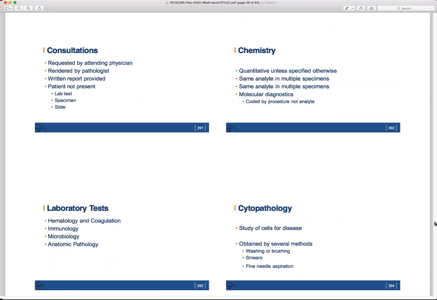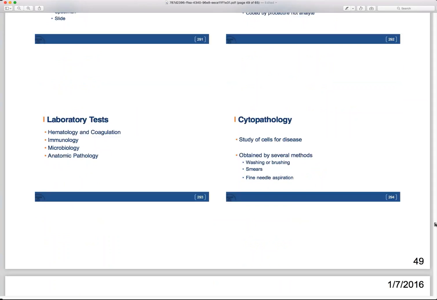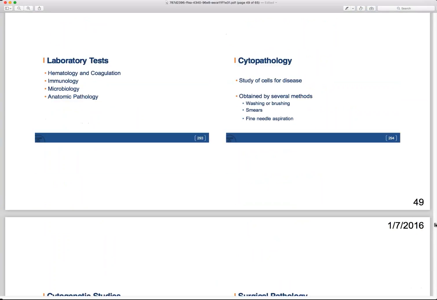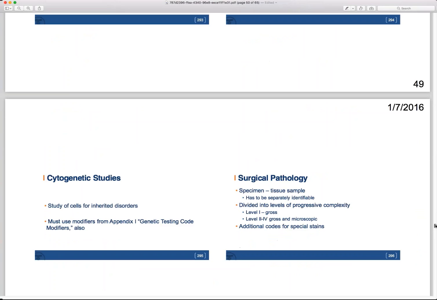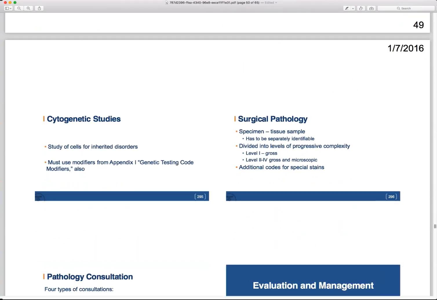See what else we got. We spoke about anatomic pathology. Cytopathology is the study of cells. And we spoke about surgical pathology. That's level 1 all the way to 4.